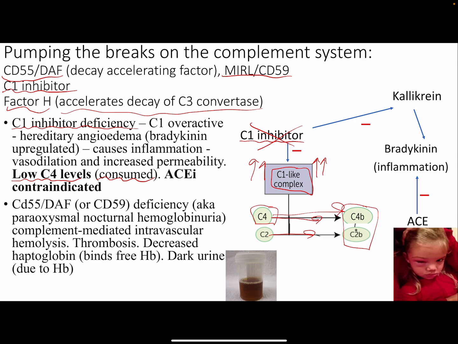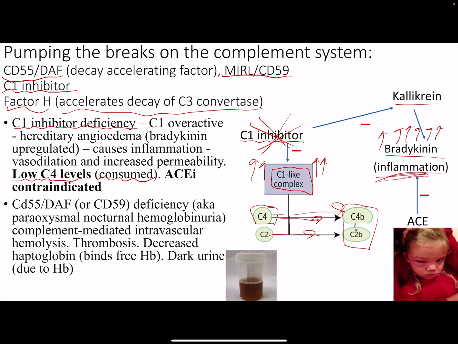Now, at the same time, C1 has a separate role that's involved in coagulation. C1 can inhibit kallikrein. Kallikrein is going to activate bradykinin. So what does that mean? That C1 inhibitor inhibits bradykinin basically indirectly. So if I have a deficient C1 inhibitor, I'm going to have elevated levels of bradykinin. Elevated levels of bradykinin. What does bradykinin do?